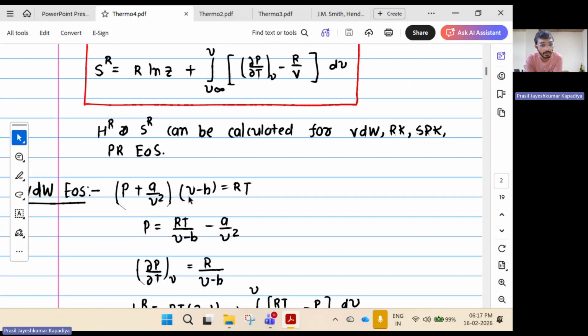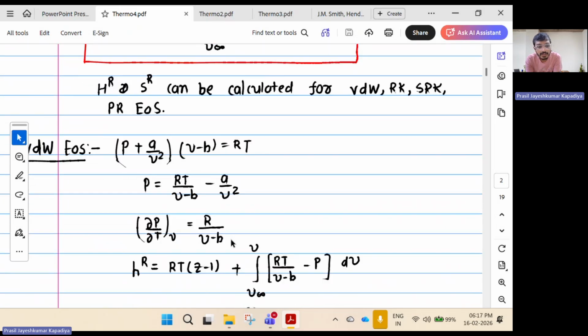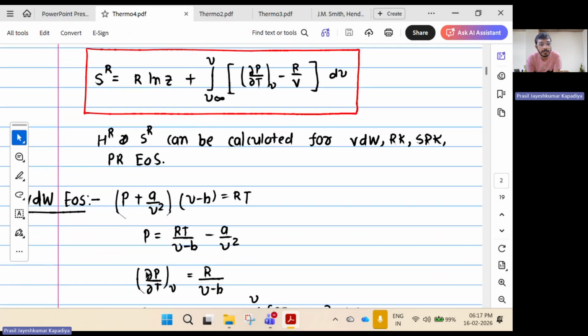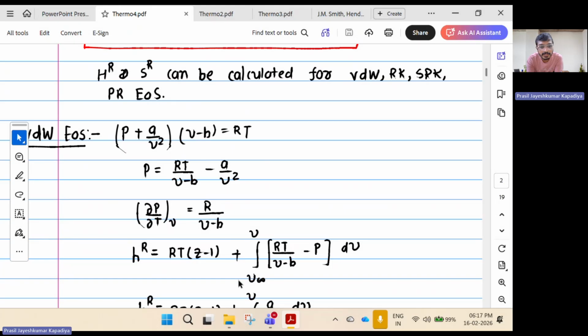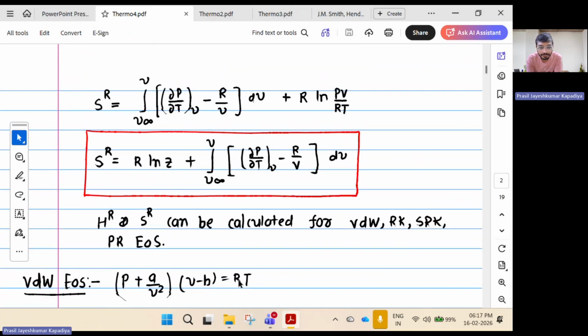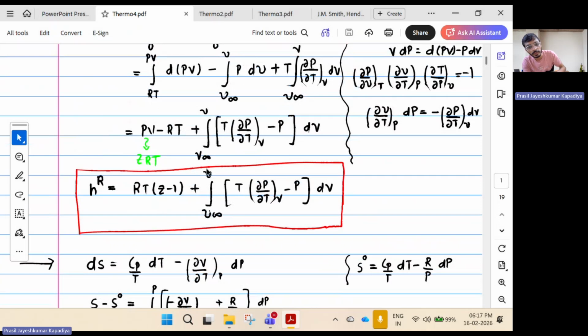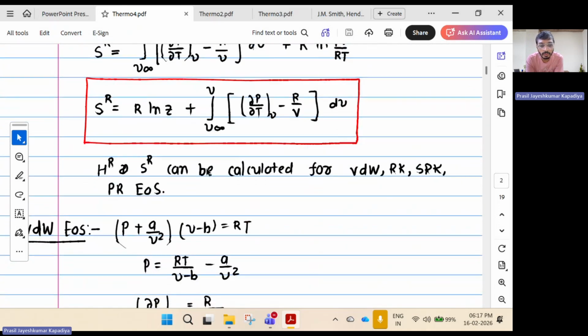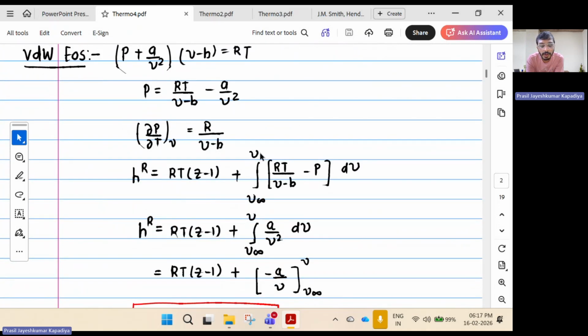So the equation is (P plus A by V square)(V minus B) equals RT. So my P will be equal to RT divided by V minus B, minus A by V square. So my del P by del T at constant volume will be R divided by V minus B, and the other term is going to be 0, because there is nothing to differentiate with respect to T. So what will be my residual enthalpy? RT into (Z minus 1) plus the integration from V infinite to V of T into del P by del T minus P, dV.